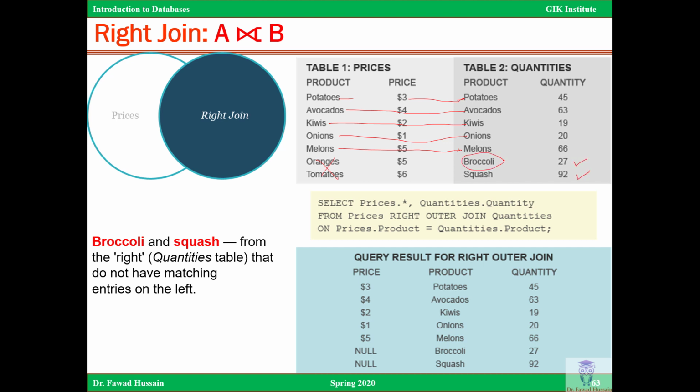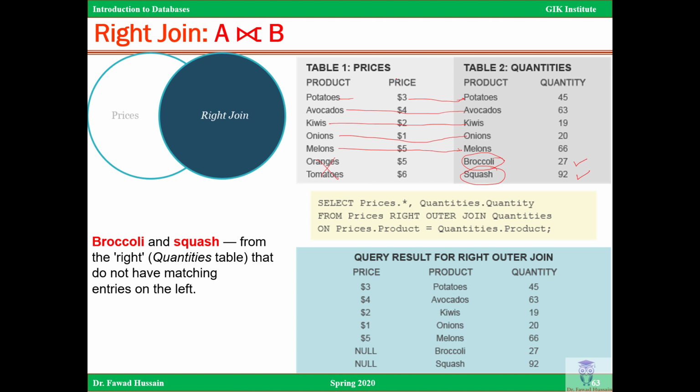So broccoli and squash. Neither of them exist over here. So we are going to make the table as before, but in this case, the price is going to be null since the price of broccoli and squash is not available to us. We know the quantity, but we don't know the price. So this is going to be the right outer join between the two tables, prices and quantities.